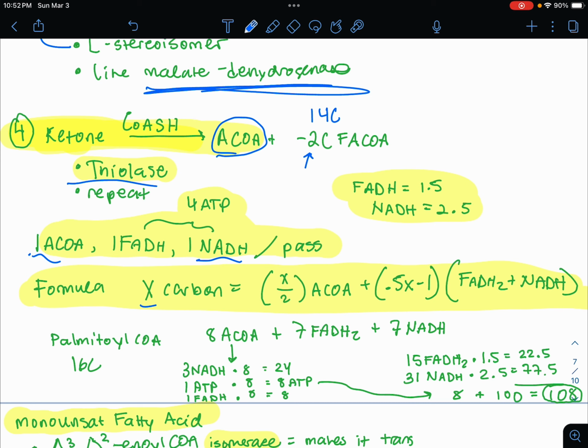So in our example, if we had the 16 carbons, that would lead to 8 acetyl-CoA. And then for FADH2, that would be half of 16, which is 8, minus 1, so that would be 7. And for NADH, same process. It would be half of the 16 carbons, which is 8, and then minus 1, so 7 NADH, and then 7 hydrogens as well.